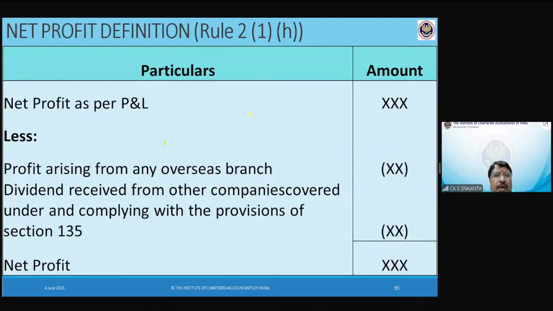For calculating net profit, two items need not be considered. If you have an overseas branch, profit arising from overseas branch need not be considered. Suppose your company has a branch in Dubai. The Dubai branch is earning, say, 2 crore profit. Your own net profit, total company net profit, including Dubai, 6 crore. Dubai alone, 2 crore. Now, net after you reduce Dubai, what happens? 4 crore, less than 5 crore.